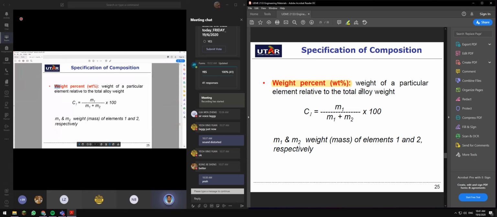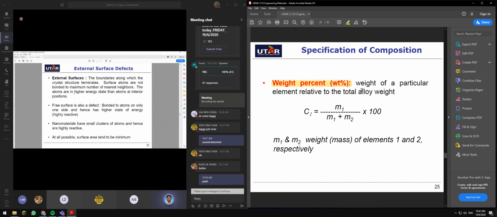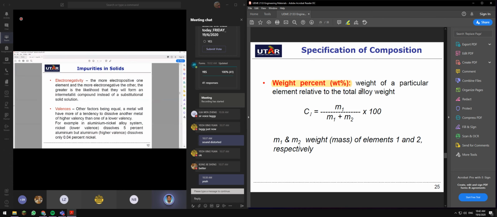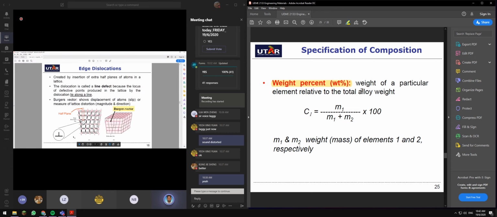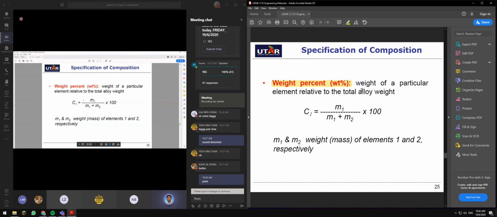Okay, what is weight percentage? Weight percentage is the weight of a particular element relative to the total alloy weight. This particular element is what I meant by the foreign material, or impurities in solids, the substitutional material. So this is the definition: weight of a particular element relative to the total alloy weight.